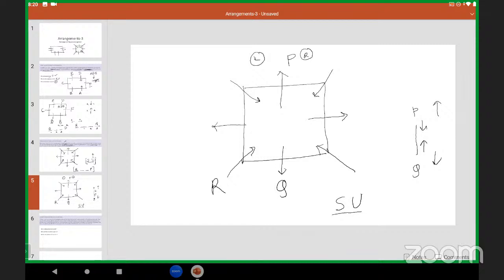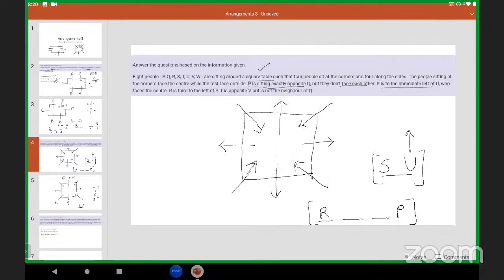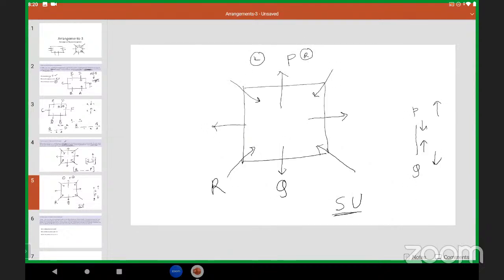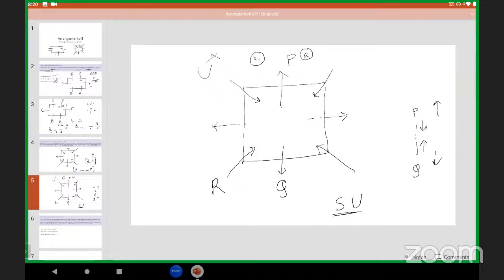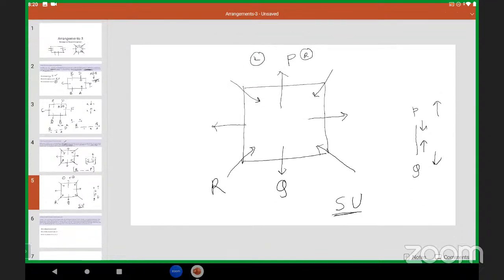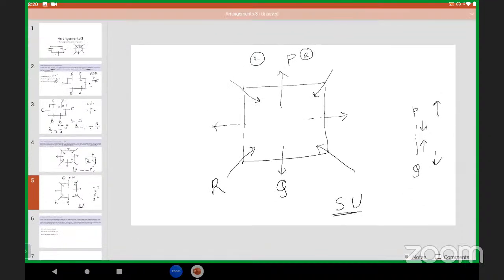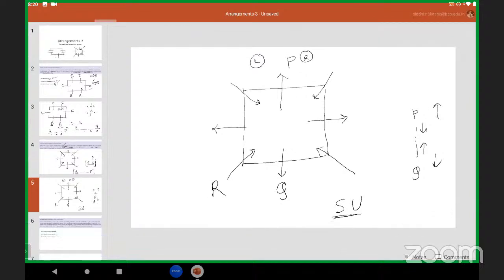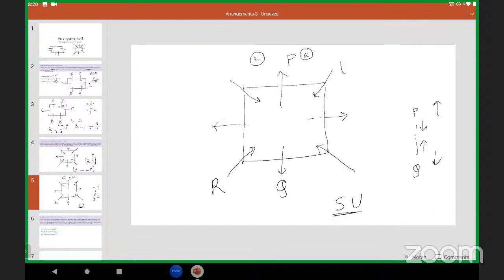So now looking at the given conditions, SU. In SU, who is facing the center? U faces the center, which means U has to be on a corner. Let us say if U is over here and towards his left should be S. So this is not a possible case because it's already occupied by P. Okay. So which means U has to be over here. So S can be here.